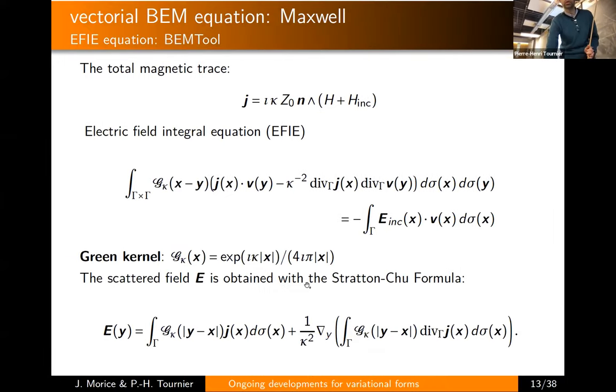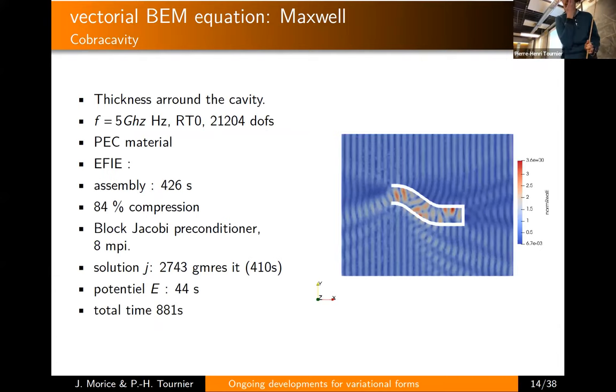I will show you how to implement this in the distributions. I will give you some results about the cavity cobra. I have incoming waves in these directions. I use a frequency of 5 GHz. I use 20 kilo number of dots for wavelength. I use a fake material for the quality. For this fake case, I need to add the thickness of the cavity, cobra cavity.